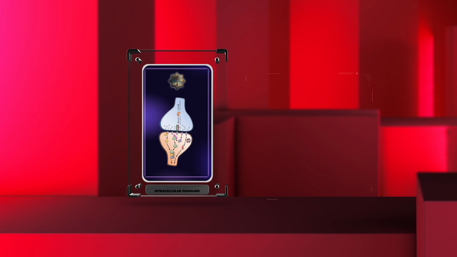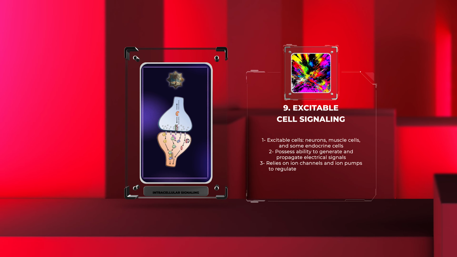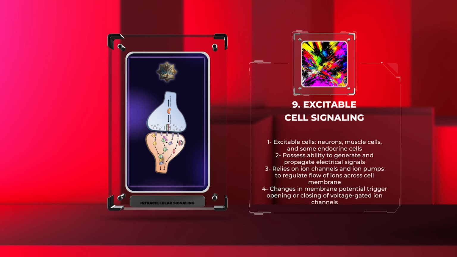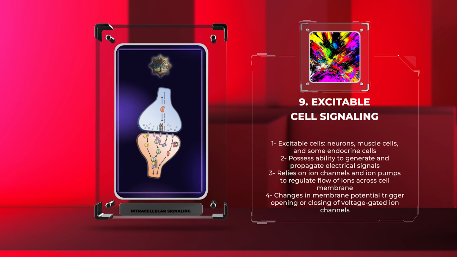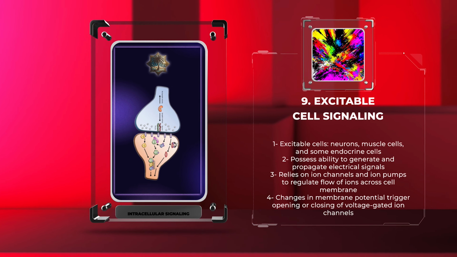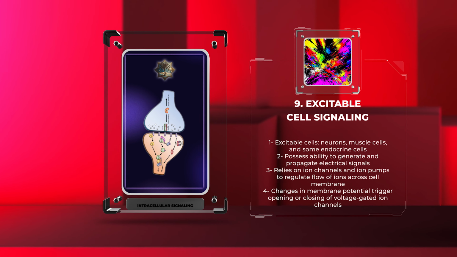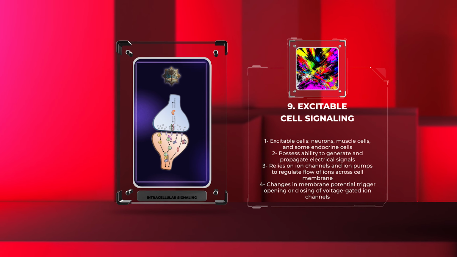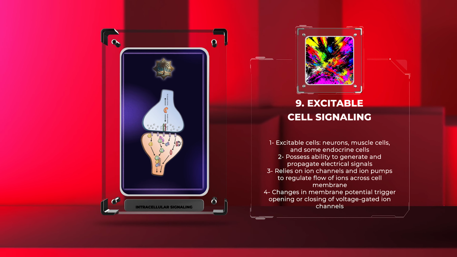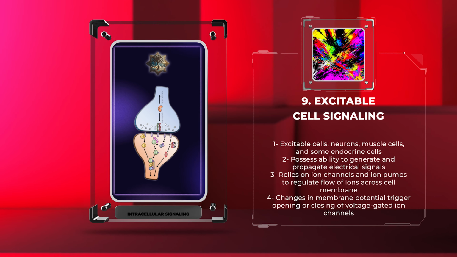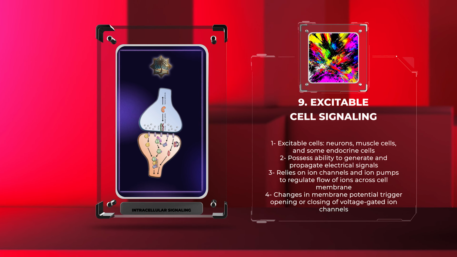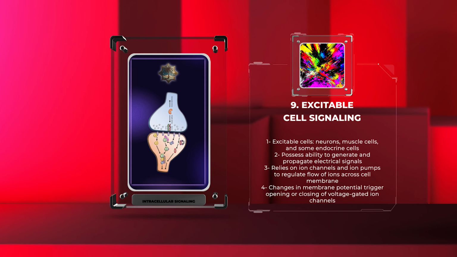Excitable cells, including neurons, muscle cells, and some endocrine cells, possess the ability to generate and propagate electrical signals. Excitable cell signaling relies on specialized structures, such as ion channels and ion pumps, to regulate the flow of ions across the cell membrane, leading to changes in membrane potential. These changes in membrane potential trigger the opening or closing of voltage-gated ion channels, allowing for the propagation of electrical signals. Excitable cell signaling is crucial for nerve impulses, muscle contraction, hormone release, and sensory perception.